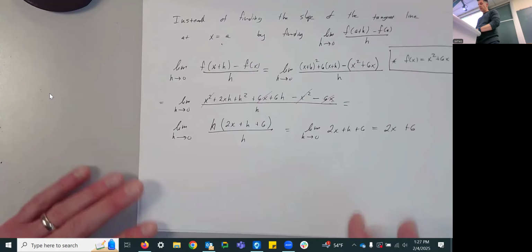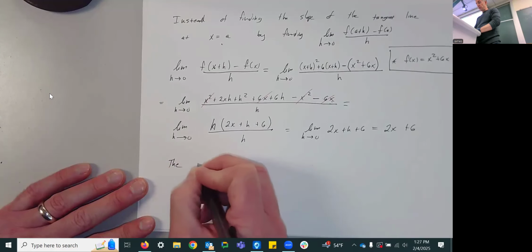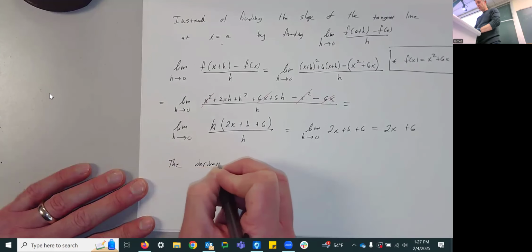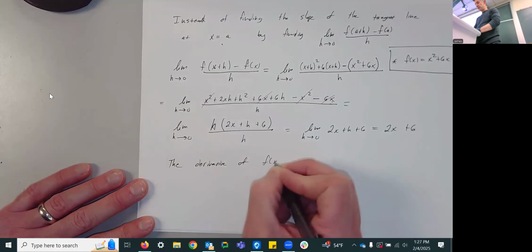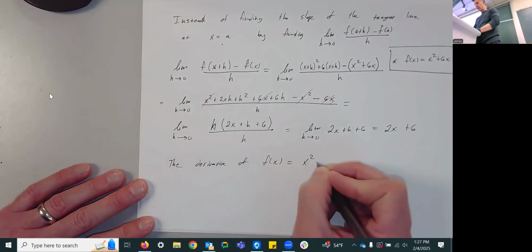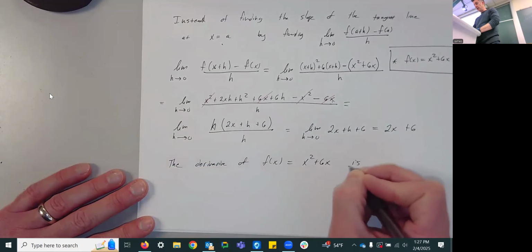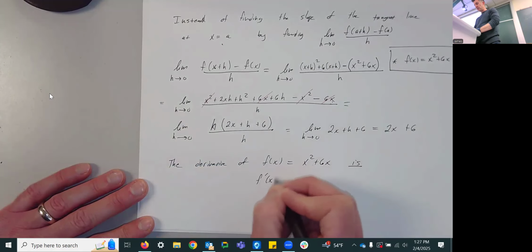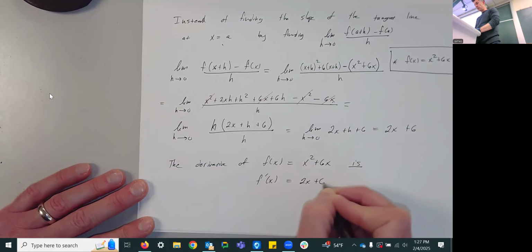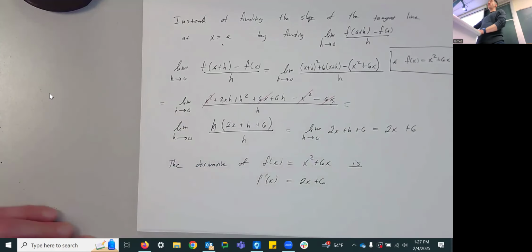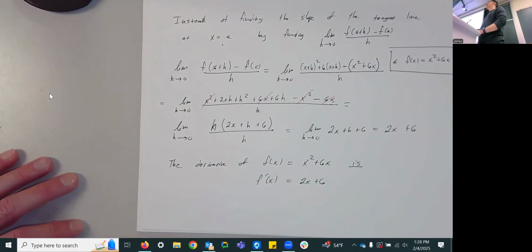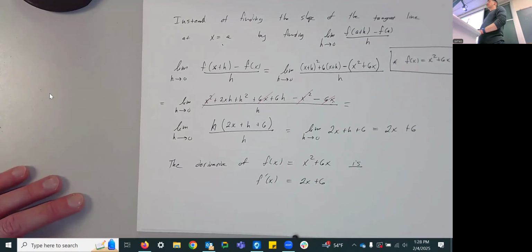So what we can say here is that the derivative of f of x equal to x squared plus 6x is f prime of x equal to 2x plus 6. And so for any value of x, we can find the derivative of the function by just plugging in a particular value of x. Or not, we can just leave it as a function. So the derivative is a function as well that depends on the original function.